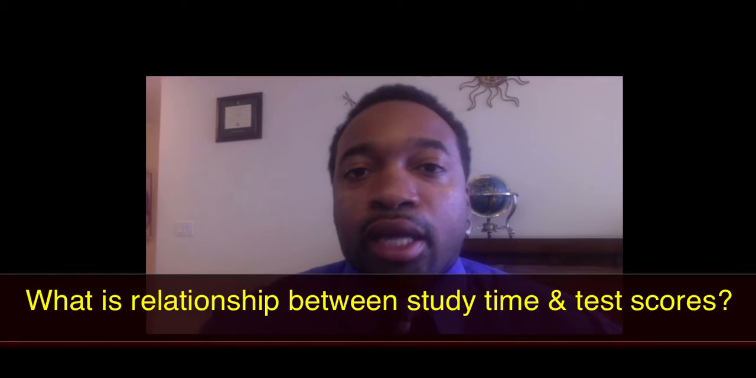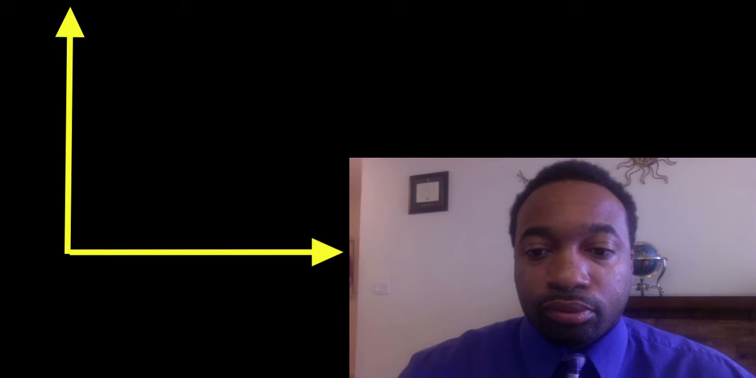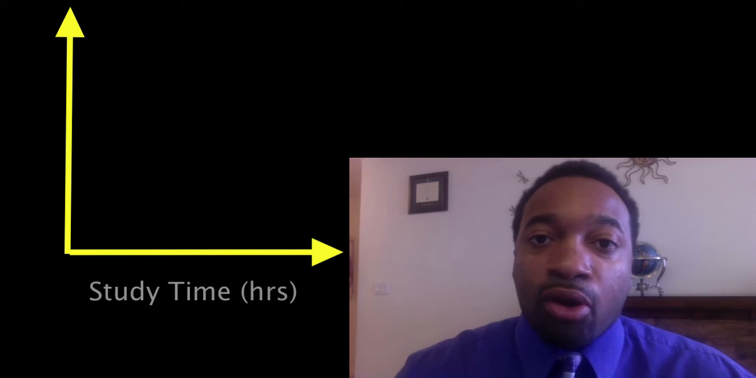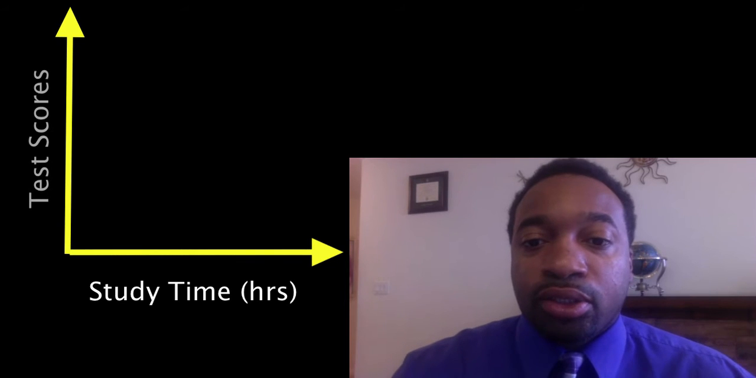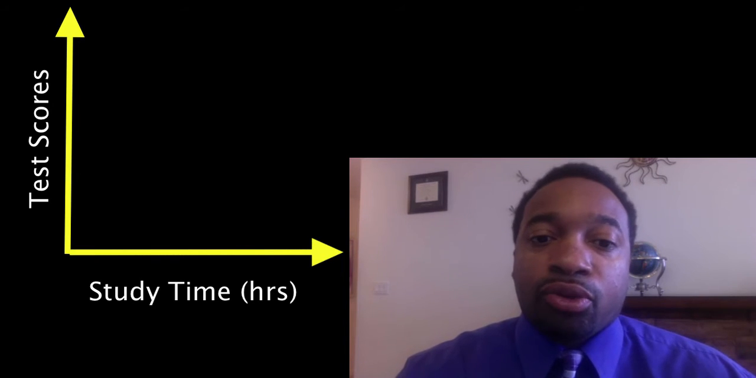So how do you think this data would look on a graph, for example? So we put average study time on the x-axis because it's our independent variable. And we could put test scores on our y-axis because it's our dependent variable. So what kind of relationship do you think exists between average study time and test scores?